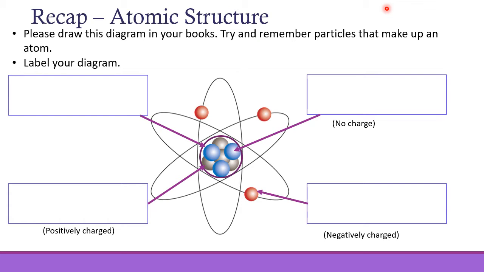Okay, now just to start off, we're going to have a little recap of the atomic structure from last lesson. So please draw this diagram in your books and try and remember the particles that make up an atom. You might want to have a little look back to the work that you produced last lesson and see if you can label the atom correctly. This diagram might be a little tricky to draw, so just draw the rings going around like this, so they don't have to cross over, okay? That'll make it slightly easier. Can you pause the presentation here and try drawing your own atomic structure?